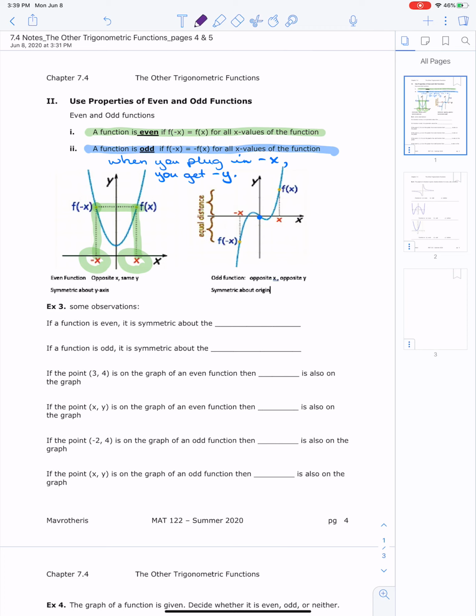Okay? If a function is even, it's symmetric about the y-axis. We could fold this in half along the y-axis, and the left side and the right side would lie right on top of each other. If a function is odd, it's symmetric about the origin, which also means that it rotates 180 degrees about the origin.